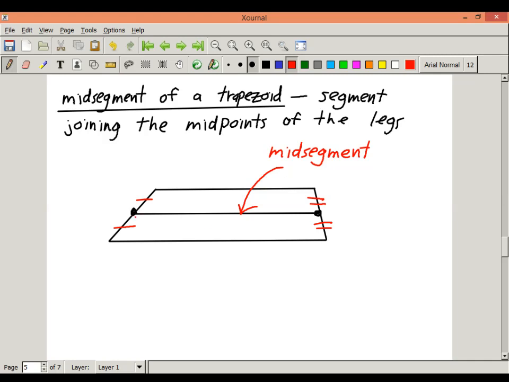You're joining the midpoints of the two legs with a segment, and you can see it is a midpoint of both sides by the markings. And so that's called a mid-segment because it joins the midpoints of the two legs of a trapezoid. So we're going to use that. We're going to prove a theorem about the mid-segment of a trapezoid next.